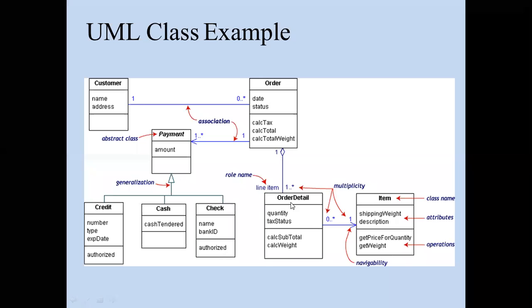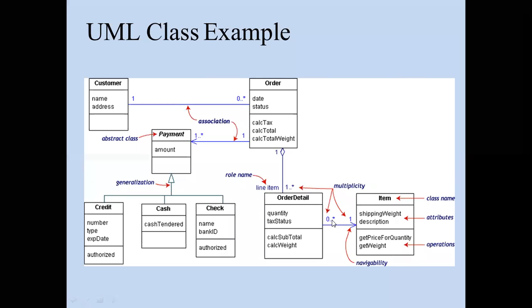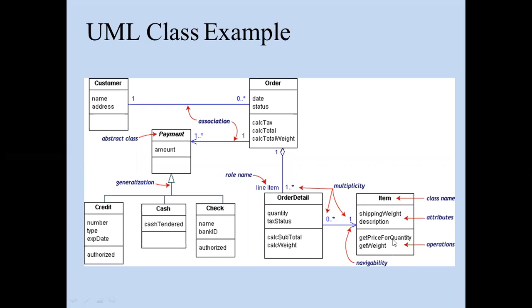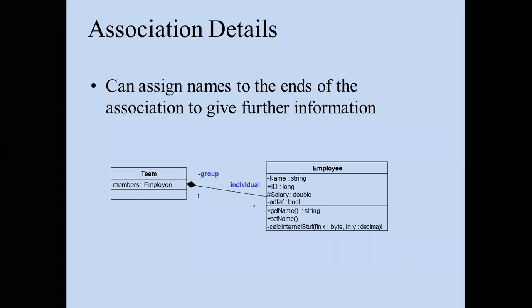These are the classes and attributes and operations. You can see here this is the multiplicity: one to many, zero to many, or exactly one. These are the class name, these are the attributes, and these are the operations. This is the example for a class diagram.